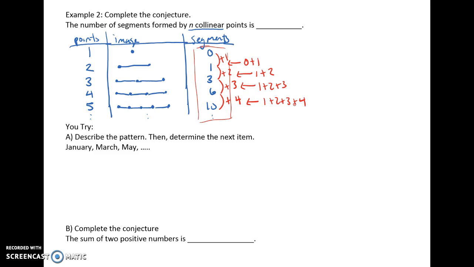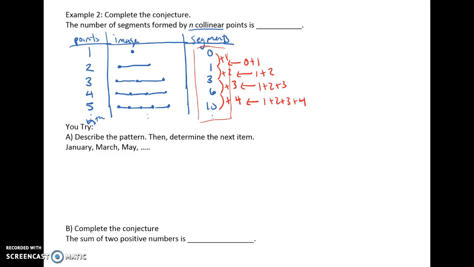But what's interesting here is we wanted to be able to describe n collinear points. So how do I figure out what the nth term will be? If I said, I want you to sit down and tell me the 27th term, I want you to be able to tell me a rule for that. How do you find that value?